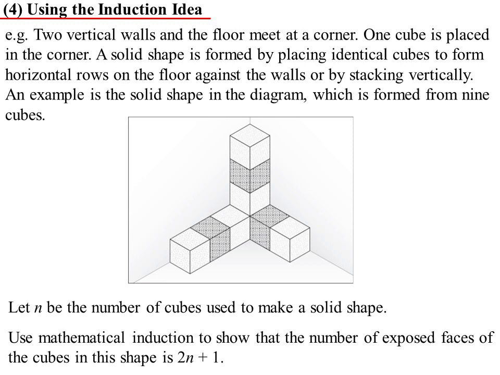Now this one is where they've ended up using 9 cubes. So n is going to be the number of cubes to make the solid. We're going to use induction to show that the number of exposed faces, the number we can actually see, so it's not up against the wall, it's not on the floor, is 2n plus 1.